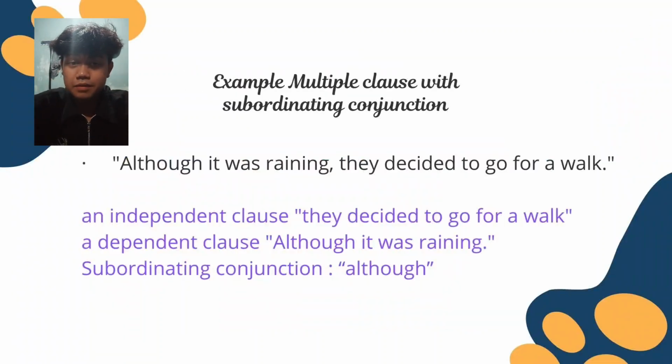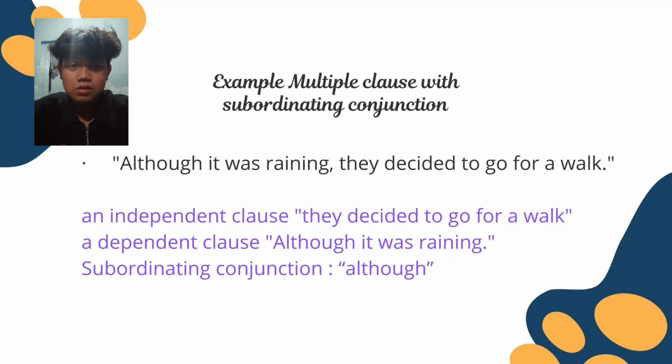Here's an example of multiple clauses with subordinating conjunctions. Although it was raining, they decided to go for a walk. The sentence contains two clauses: an independent clause, which is they decided to go for a walk, and a dependent clause, although it was raining. The independent clause can stand alone as a complete sentence, expressing the main idea that they decided to go for a walk.